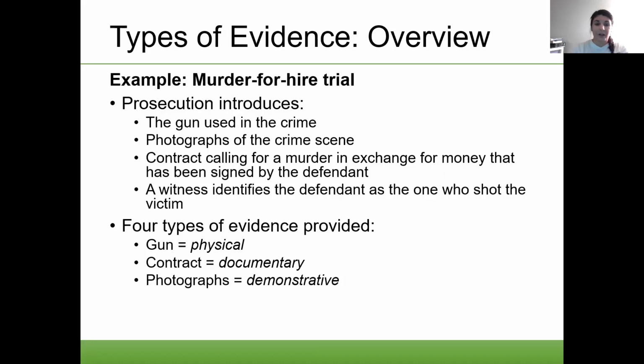So if it was murder for hire and a wife wanted to hire someone to kill her husband, and there's a photograph that shows the crime scene where the husband is the victim, which is demonstrative. But if it was photographs that showed the husband with a mistress, then those are documentary and they go towards the motive, not painting a picture of the crime scene. And then witnesses, the witness that identified the defendant is testimony.